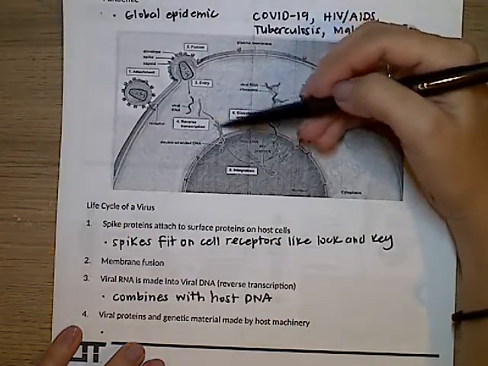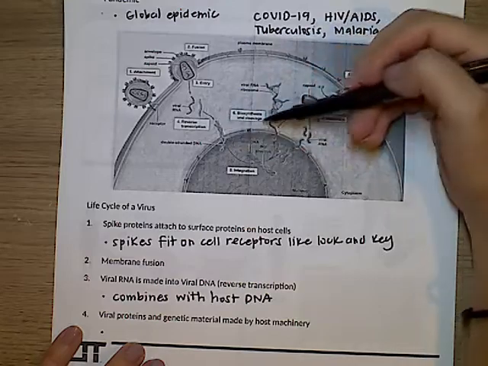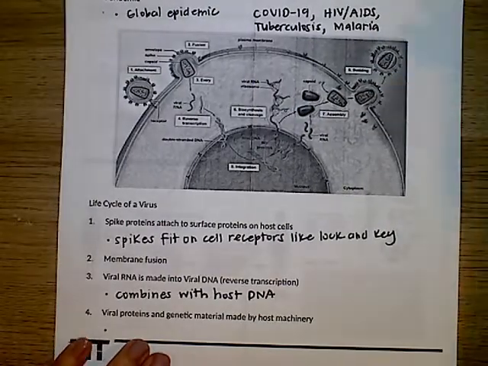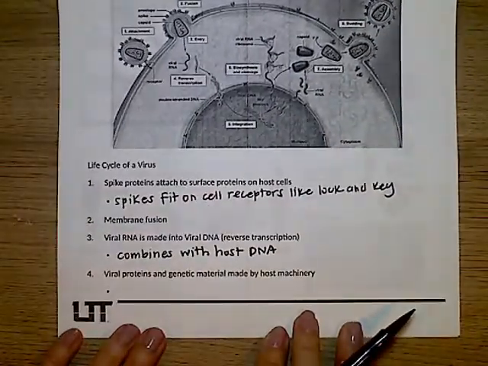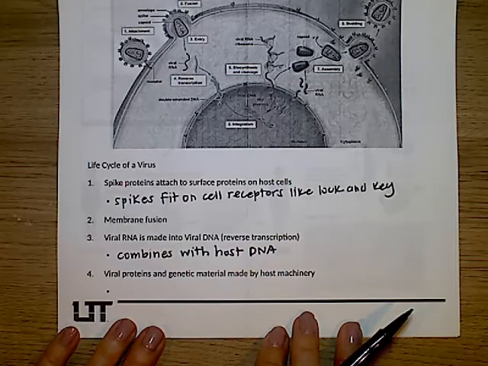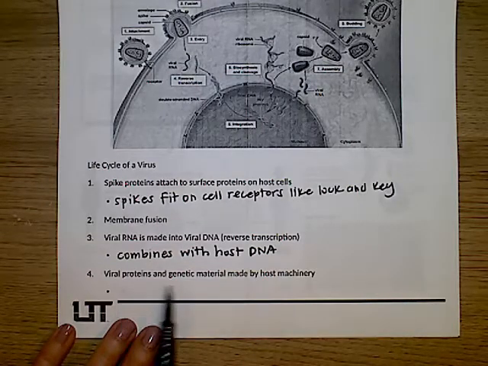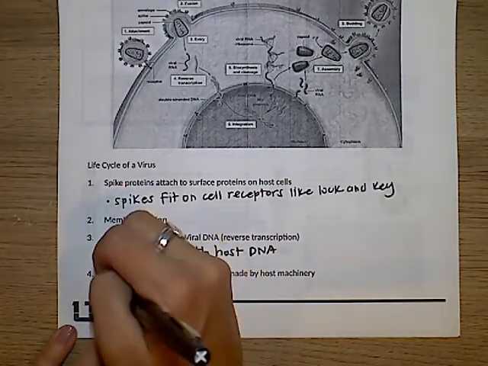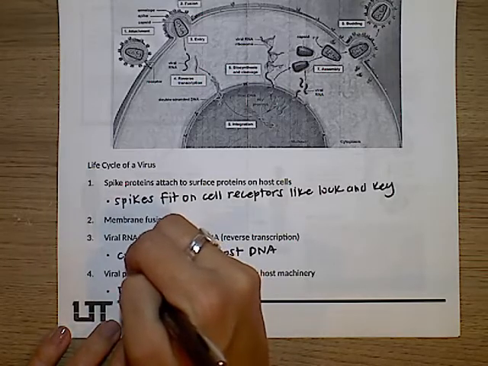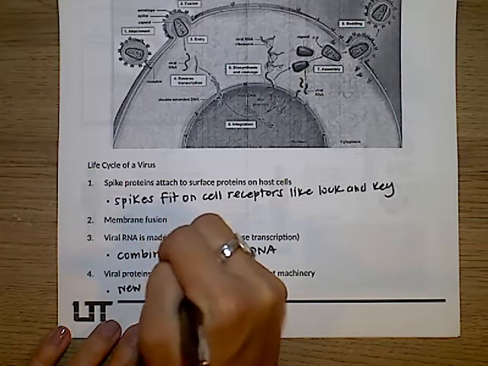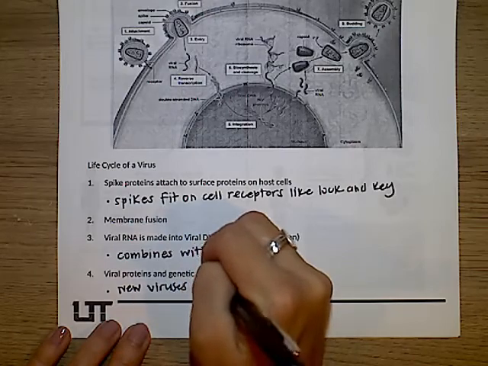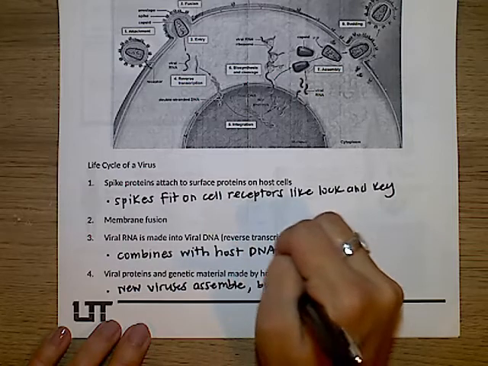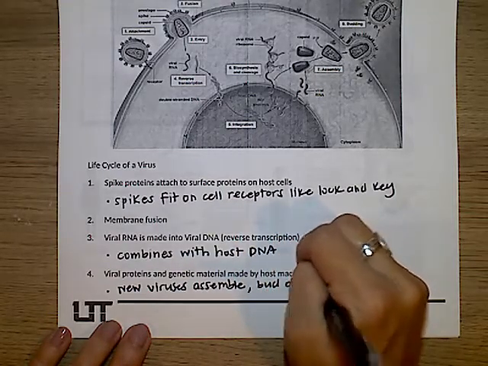So we've got the reverse transcription here, RNA turning into DNA, and then it goes in and combines with the host DNA inside the nucleus. And then step 4, viral proteins and genetic material are made by the host's machinery. So new viruses assemble. They bud off and infect other cells.